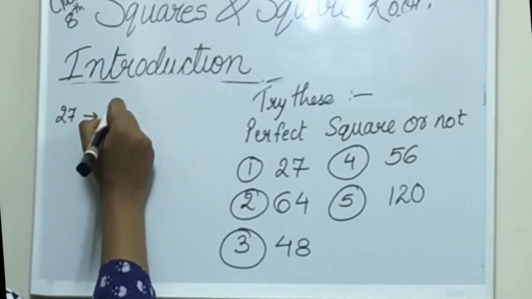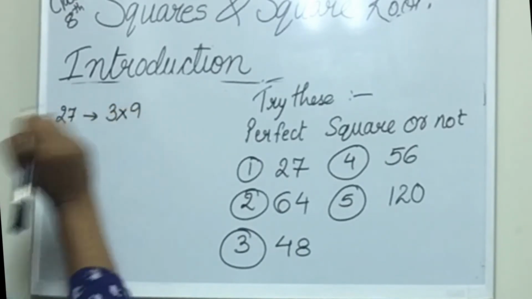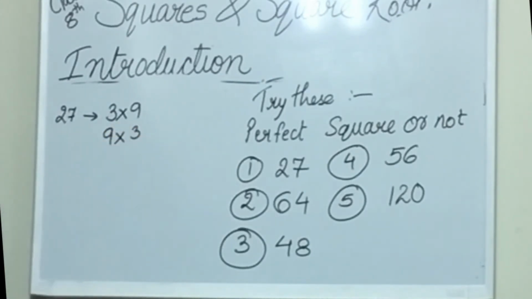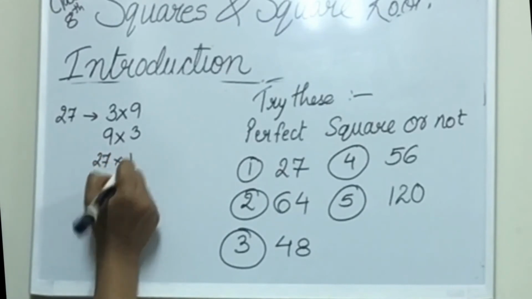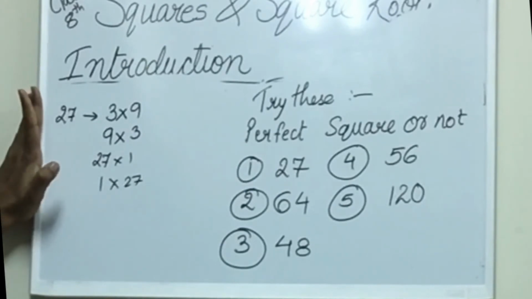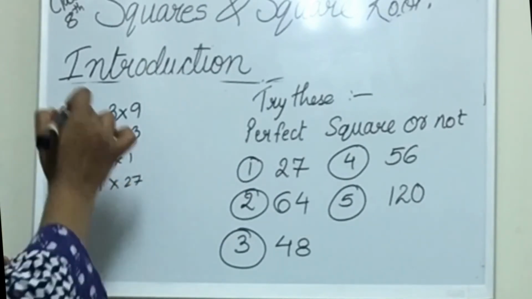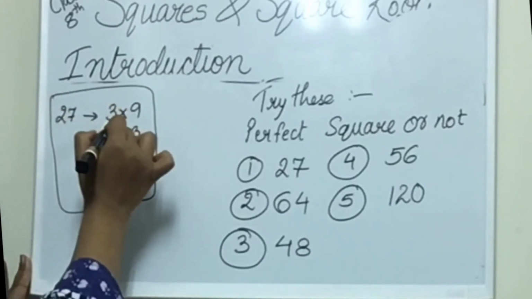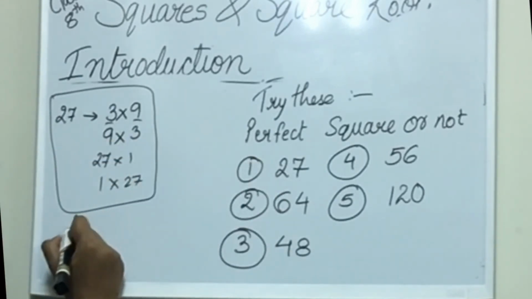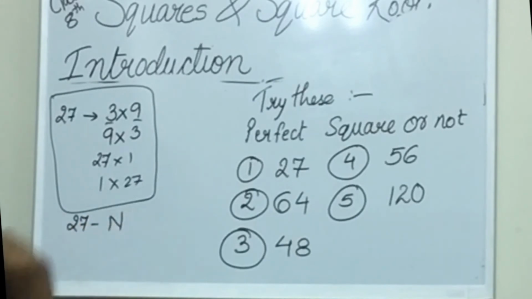27 can be expressed as 3 times 9. 3 9s are 27. Another way is 9 times 3. Another way is 27 times 1 or 1 times 27. Is there any other way in which 27 can be expressed? No. So, 27 doesn't have two same numbers as a product. 27 cannot be expressed in that way. Therefore, 27 is not a perfect square. So, simply what you have to say is 27, no.